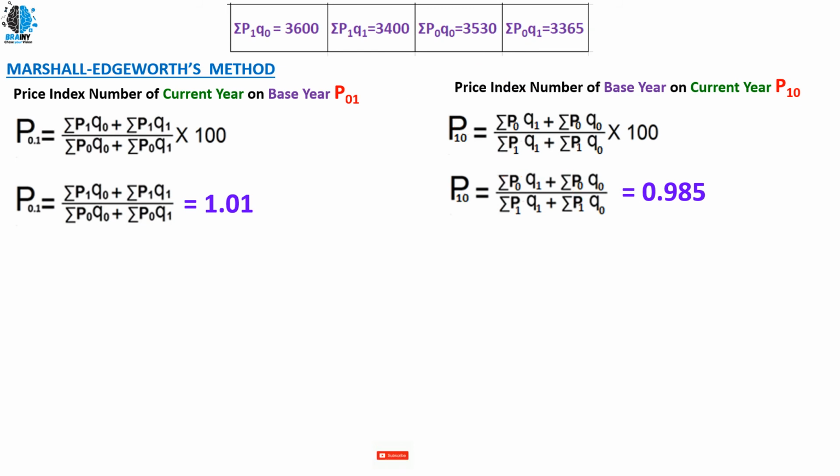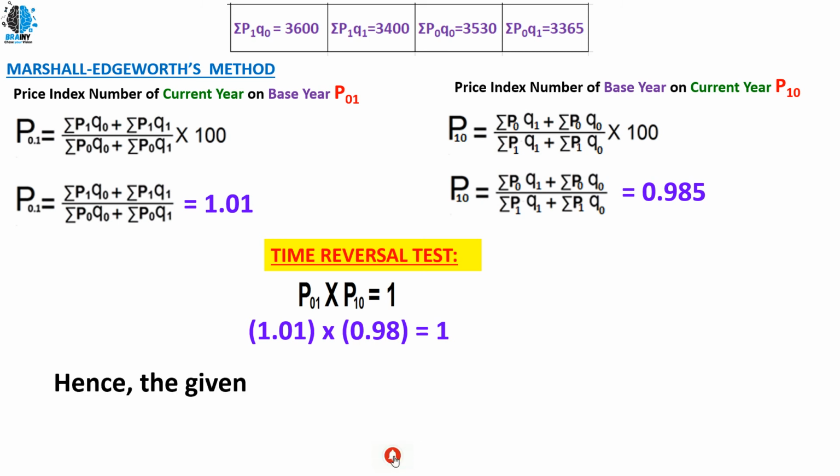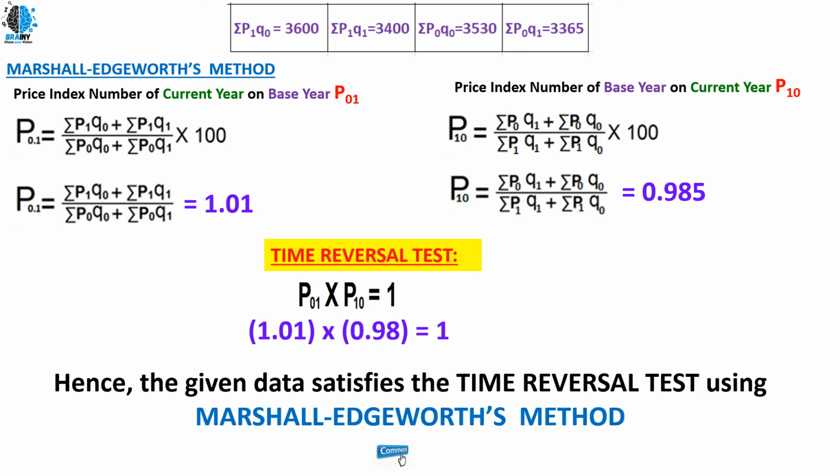0.98. So what I'm going to do here is the time reversal test. I have the reversal time P01 and P10. So what's the time reversal formula? P01 into P10 is equal to 1. So let's see this. If I multiply 1.01 into 0.98, definitely I will be getting 1. So hence the given data satisfy the time reversal test using the Marshall-Edgeworth method. So this is all about the time reversal test under the Marshall-Edgeworth method.